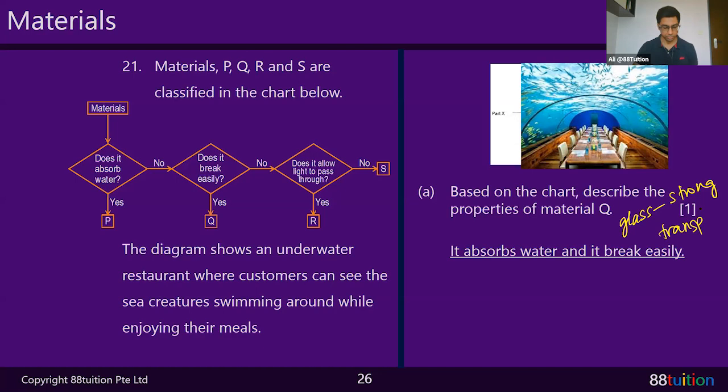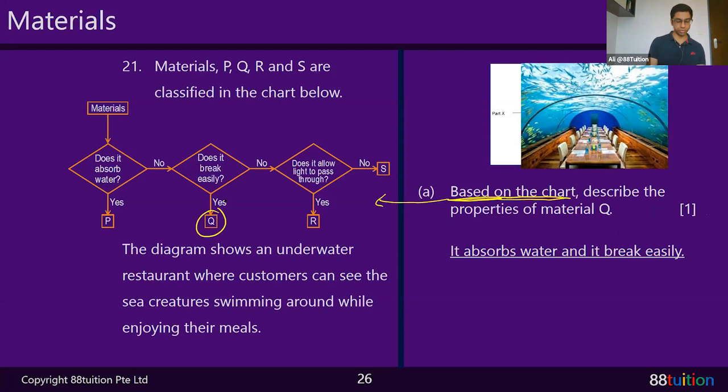But here they say based on the chart, based on the chart, based on the chart. Now, describe the properties of material Q, not X yet. So we're not talking about glass yet. Don't jump to the conclusion that we're talking about this. So always read the question. Q is here. All you have to do is answer a no question and a yes question. So it's going from here, here, here, and then ends up at Q. Can you see that? In the exam, try to draw this kind of line.